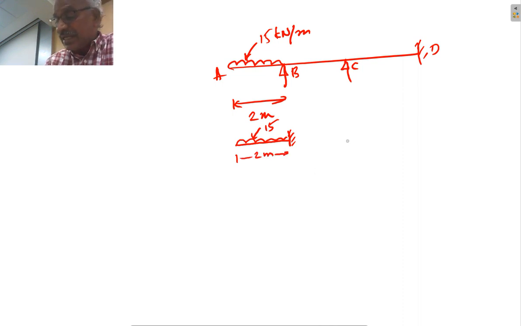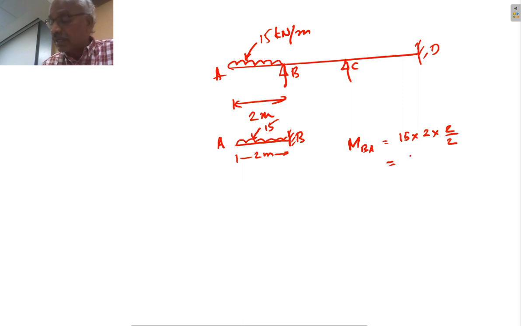Now MBA, this is B, this is A. This is a standard value, you cannot change. So MBA equal to 15 into 2 into 2 by 2 equal to 30 kilonewton meter. Now here this moment will be clockwise here. So this will cause an anti-clockwise moment. At the support you will have this moment as clockwise, therefore plus 30 kilonewton meter. So here when you write the equilibrium equation, all other steps are the same.